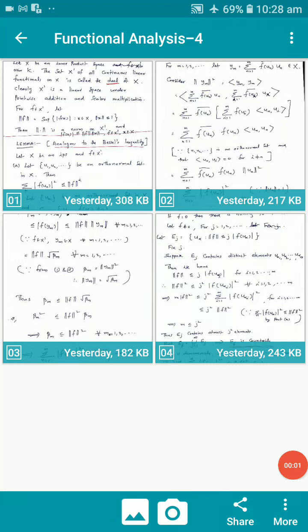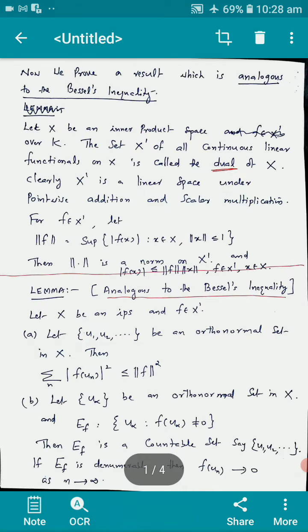Dear students, in the last video, that is Functional Analysis 3, we discussed the proof of the projection theorem. We proved it in a detailed way and explained everything about the projection theorem. Finally, we completed the discussion with the definition of a bounded linear function on X. What is a bounded linear function?